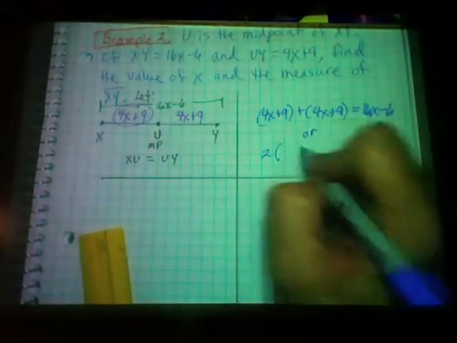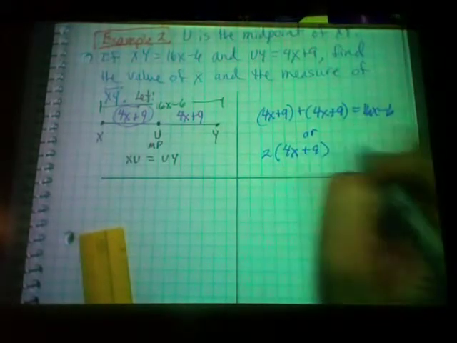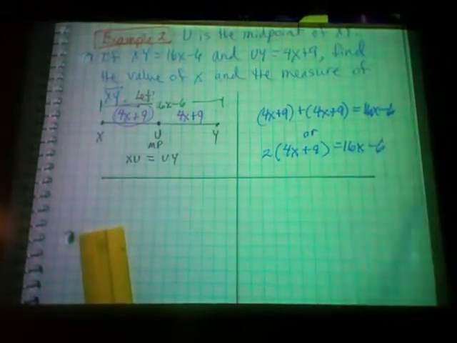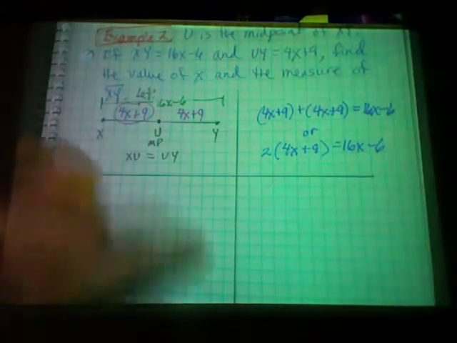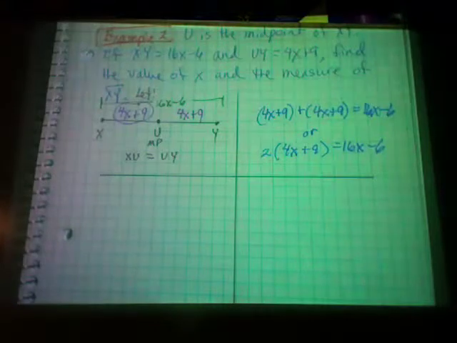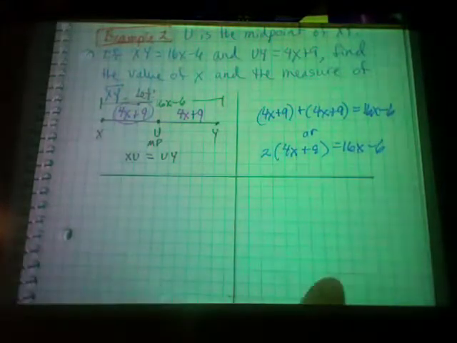Yeah, 2 parentheses 4x plus 9 equals 16x minus 6. Either one of those is perfectly acceptable. Now all you have to do over here is do the math. So you solve it algebraically. The rest is a piece of cake. You're going to solve it, and then over here you answer the question.